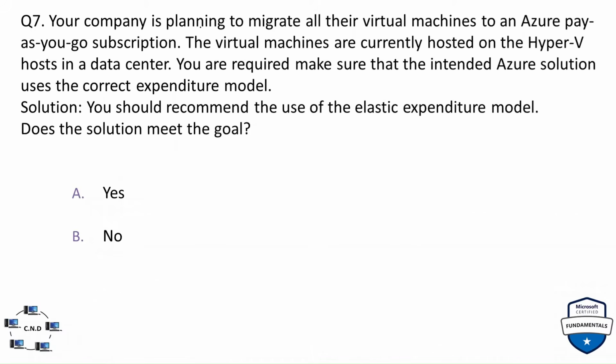Question number 7: your company is planning to migrate all their virtual machines to an Azure pay-as-you-go subscription. The virtual machines are currently hosted on the Hyper-V host in a data center. You are required to make sure that the intended Azure solution uses the correct expenditure model. The solution is you should recommend the use of the elastic expenditure model. Does this solution meet the goal? The options are yes or no. The correct option is no.